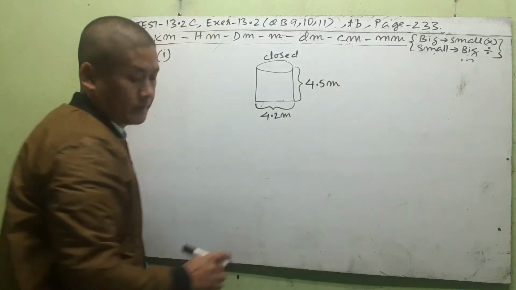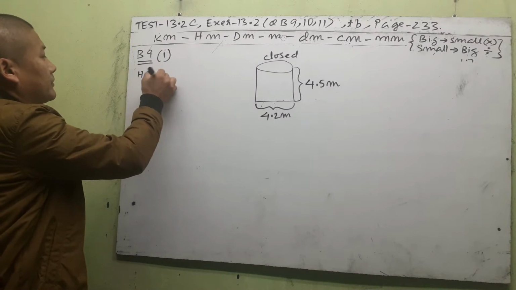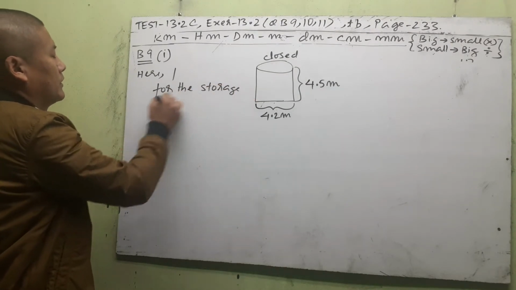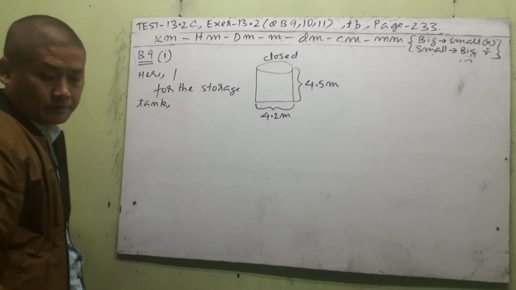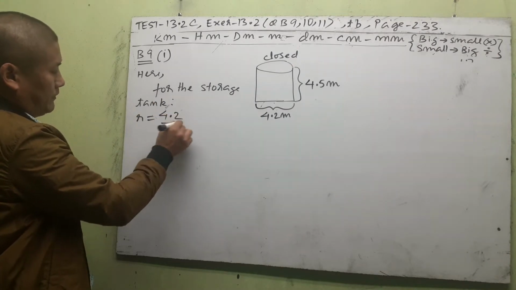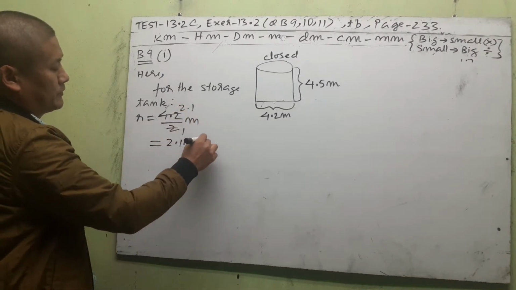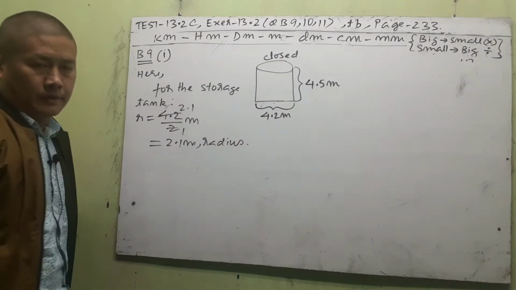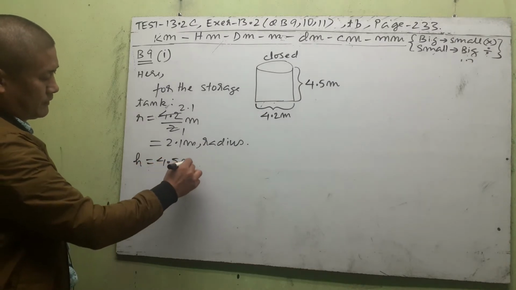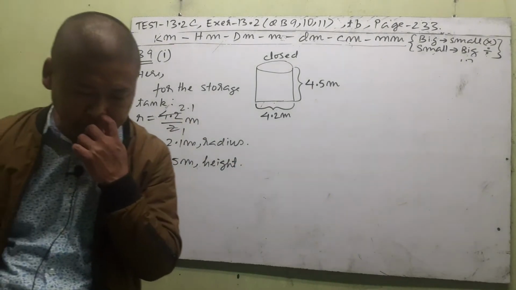So a big petrol storage tank, which is cylindrical obviously. The radius R is diameter divided by 2 meter. 2 ones are 2, 2 twos are 4, 2 ones are 2, so 2.1 meter is the radius of the storage tank. Hope that's clear, right? And the height of the storage tank is 4.5 meter. The question is saying find the lateral or curved surface.